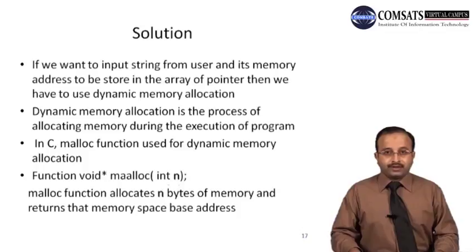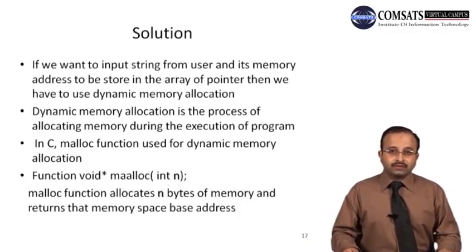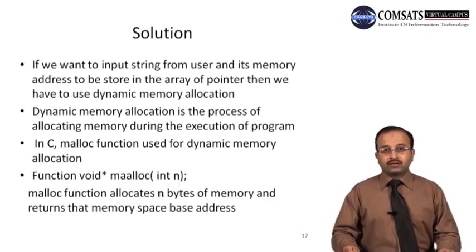for requesting the memory. The other way is you just access any memory address from your program that is not allowable by the operating system. So malloc function allocates n bytes. If n is 100, it allocates 100 bytes and it returns the base address of that memory location.